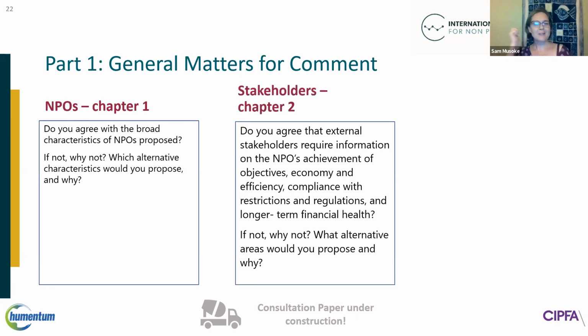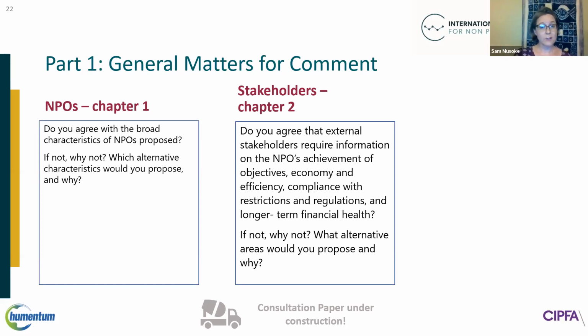So part 1, chapter 2 is all about the external stakeholders, the users of the NPO reports. What are their information needs? As was mentioned when we were discussing, if donors are taking the accounts and unpicking them and repackaging them, what are they looking for? How can we make it easier for them to get what they want without having to rejiggle everything or rework the numbers? So that's what chapter 2 is all about. And it presents some proposals.